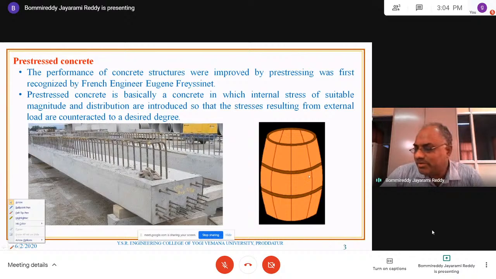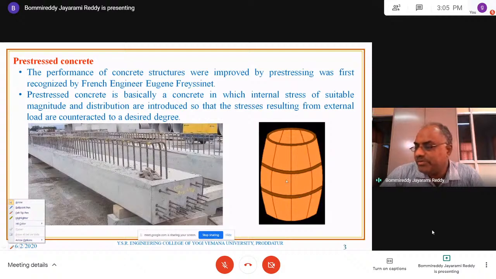So here you can look at the diagram. A cylindrical box is made with wood, and these are several wooden pieces, with vertical lines separating all the wooden pieces. If there is no band at the top, middle, bottom, and something is kept inside the cylinder, naturally because of the hoop tension, all these members get separated out.